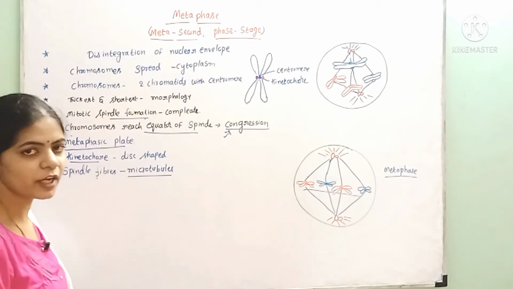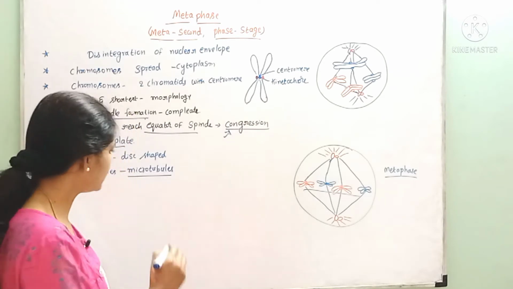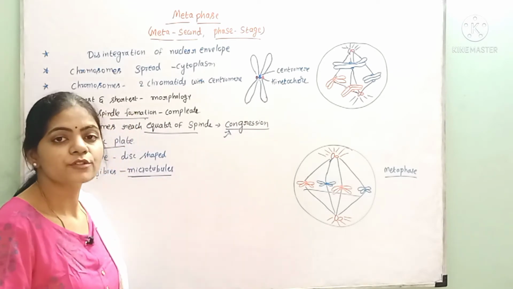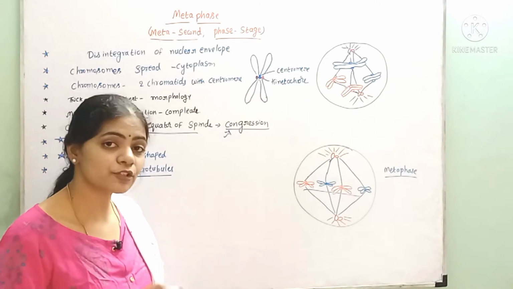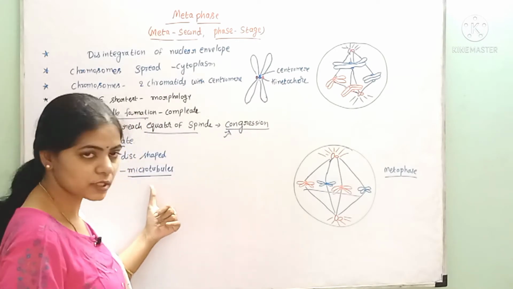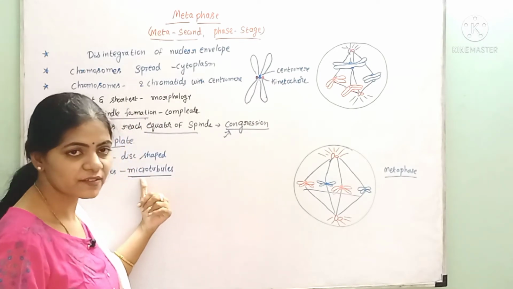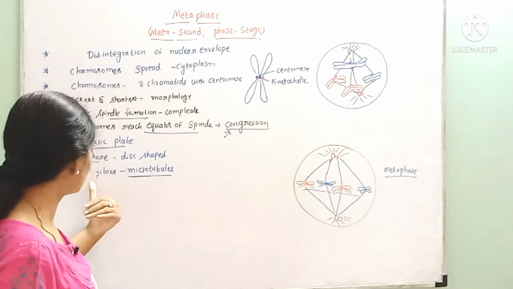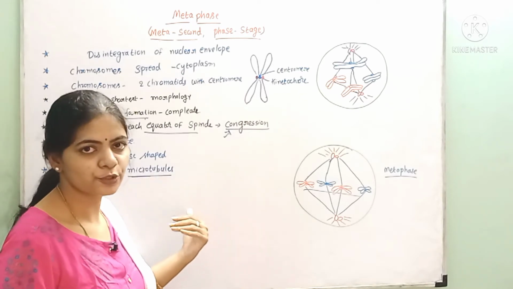And what are these spindle fibers? These spindle fibers are nothing but microtubules. These microtubules we studied in the cytoskeleton. Already we have completed this cytoskeleton topic. In the cytoskeleton, we studied about microtubules. So these spindle fibers are nothing but microtubules.